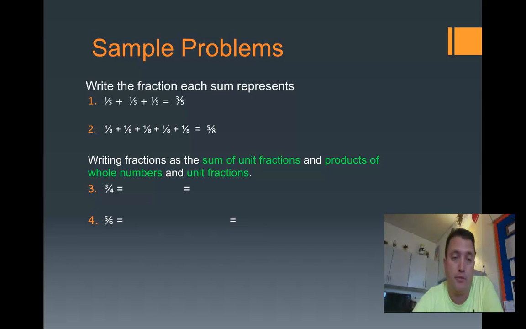So let's look at problem number 3. 3/4 is the same as saying 1/4 plus 1/4 plus 1/4, or I could do 3 times 1/4 as a product and a unit fraction. Okay. Second problem, 5/6. 1/6 plus 1/6 plus 1/6 plus 1/6 plus 1/6, or I could do 5 times 1/6. And that's the end of the lesson today.